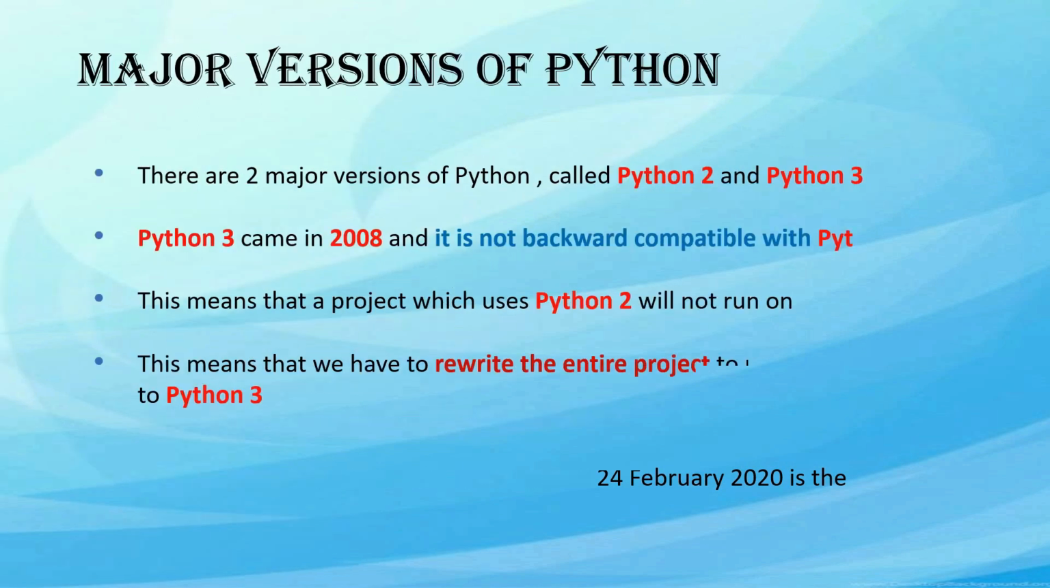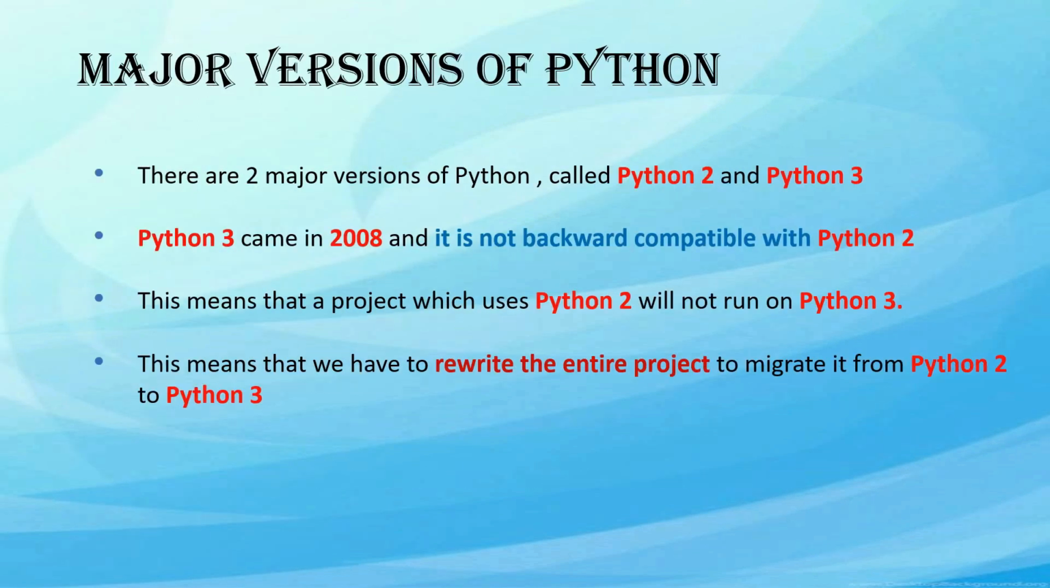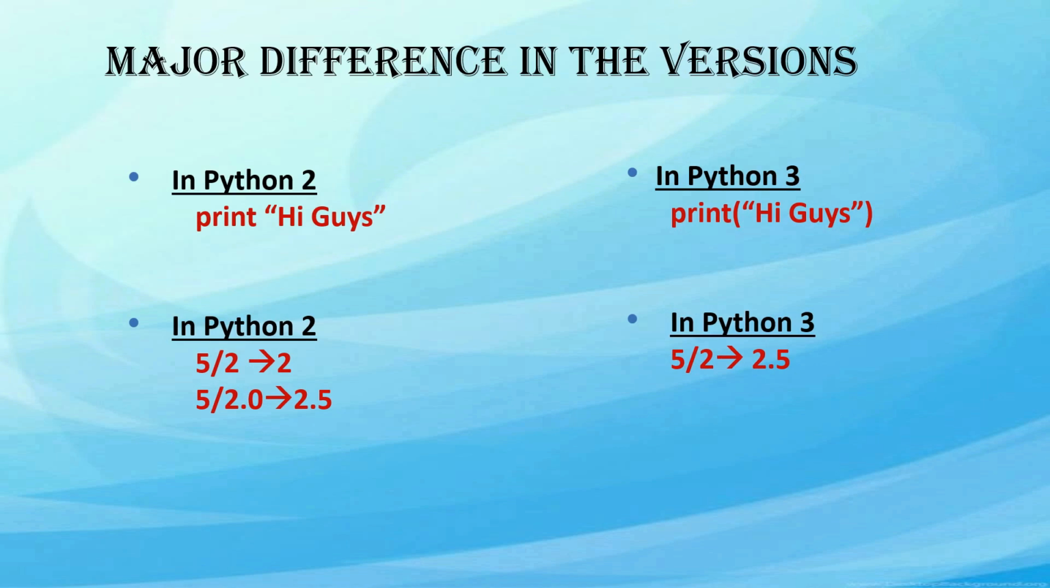There are two major versions of Python, namely Python 2 and Python 3. We cannot execute Python 2 code in Python 3 as there are many differences between them. Such as in Python 2, we do not put parentheses in the print statement, but in Python 3, only if we put parentheses in the print statement will it get executed.